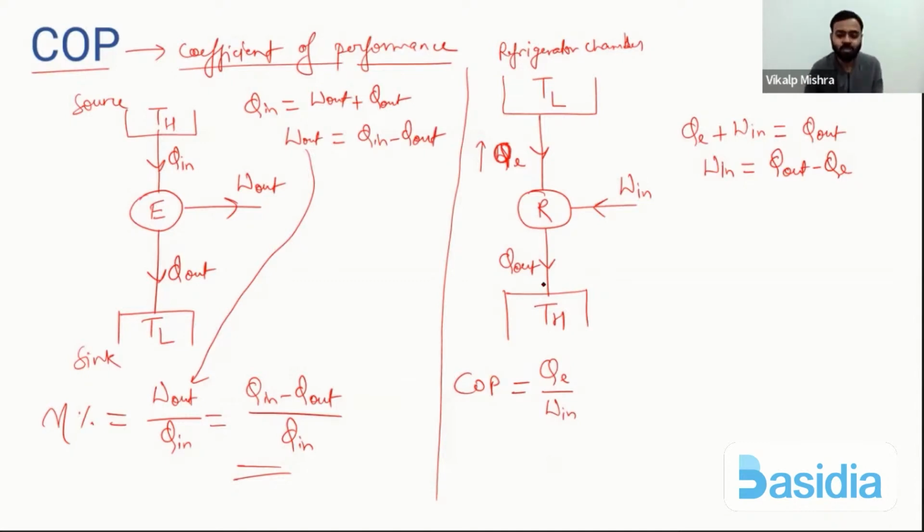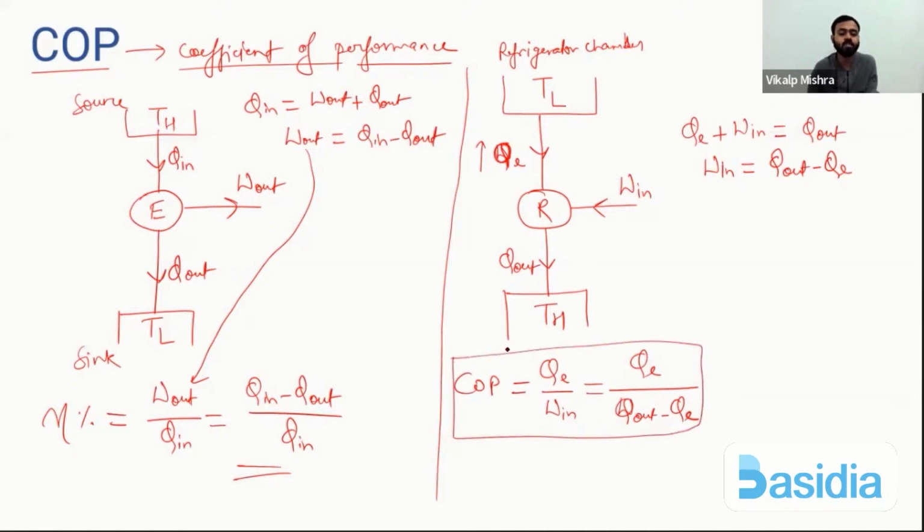So COP is equal to QE divided by WIN. Now from here, what is the value of WIN? We can put it here, so it will become QE divided by Q out minus QE. Understood? So this is our formula of COP, or we can say coefficient of performance.